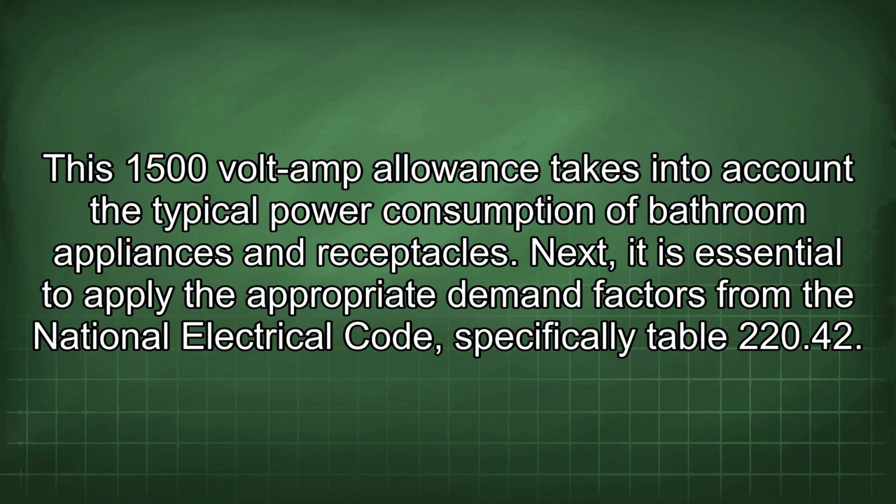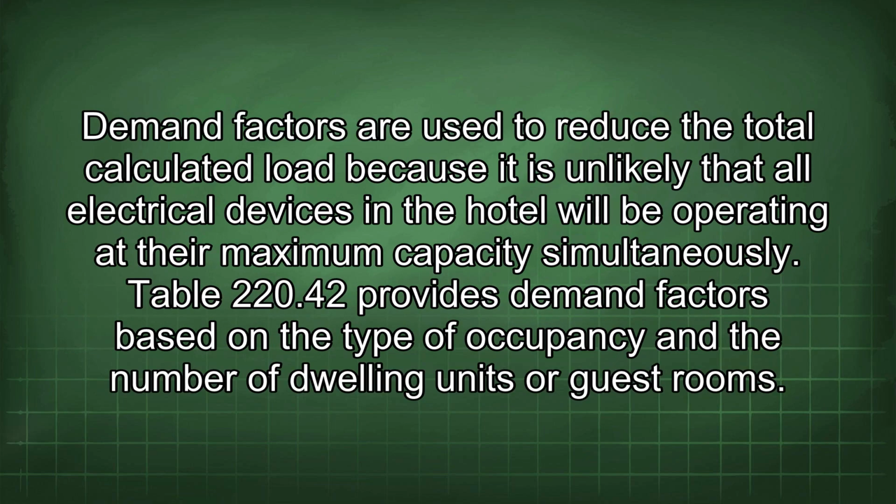Next, it is essential to apply the appropriate demand factors from the National Electrical Code, specifically Table 220.42. Demand factors are used to reduce the total calculated load because it is unlikely that all electrical devices in the hotel will be operating at their maximum capacity simultaneously. Table 220.42 provides demand factors based on the type of occupancy and the number of dwelling units or guest rooms.